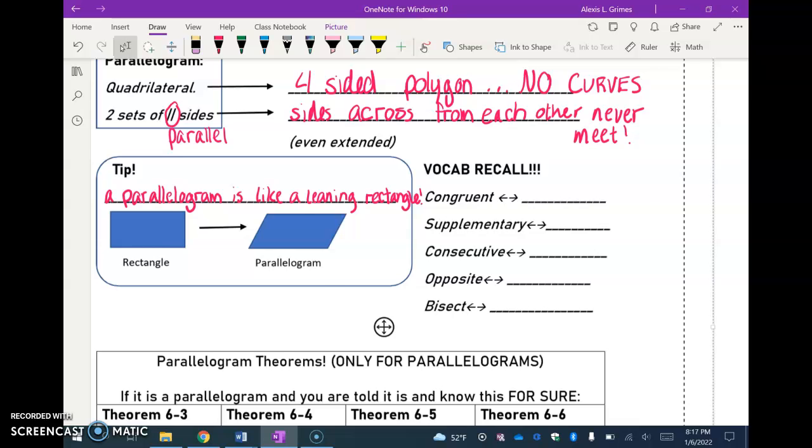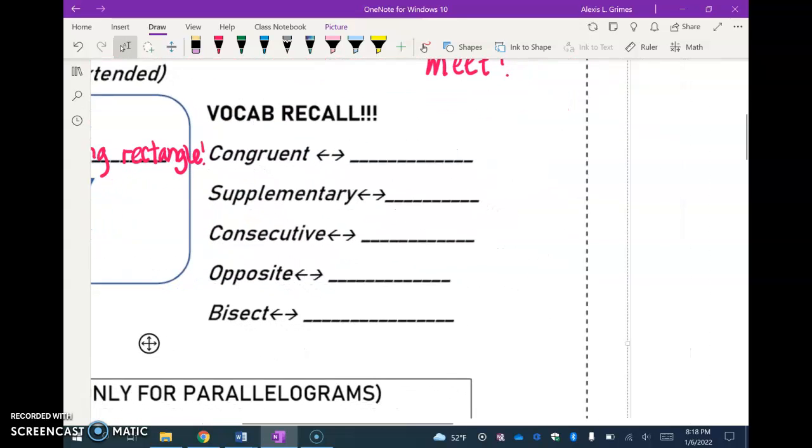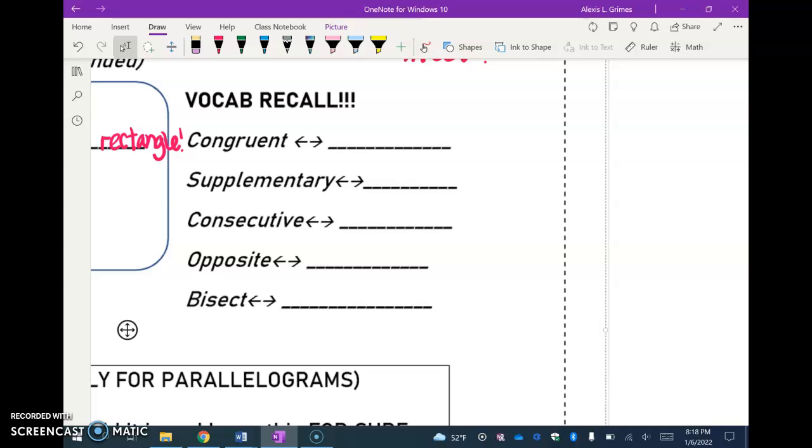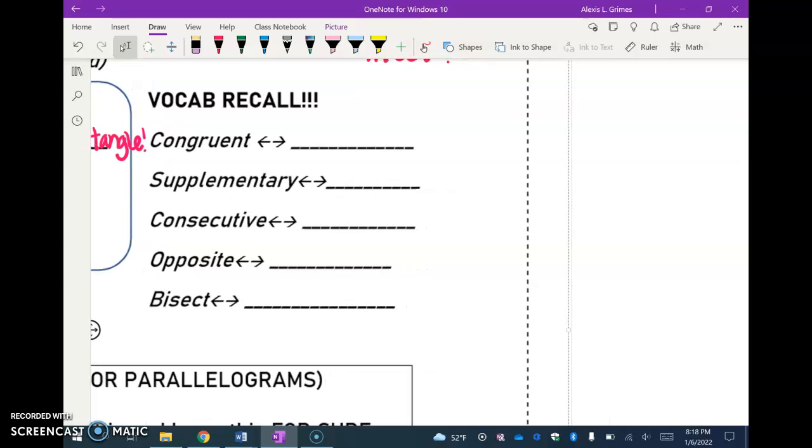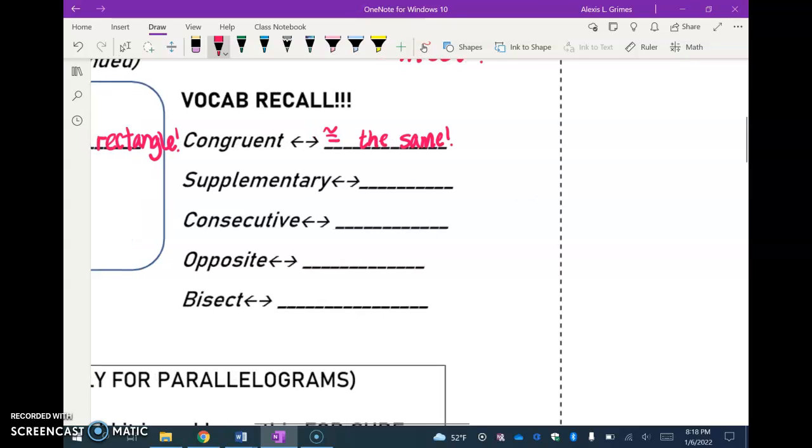Now we need to go over some vocab really quickly. Vocab recall. What does congruent mean? I hope all of you remember this from last semester. There's a symbol for it. Looks like that. If you were in Mr. Goodwin's class with me, we called that the toothpaste. It means the same or equal. I'm gonna write the same. It means that they are exactly the same.